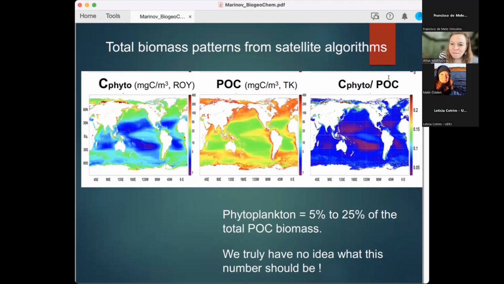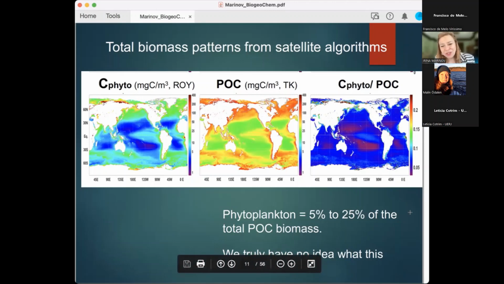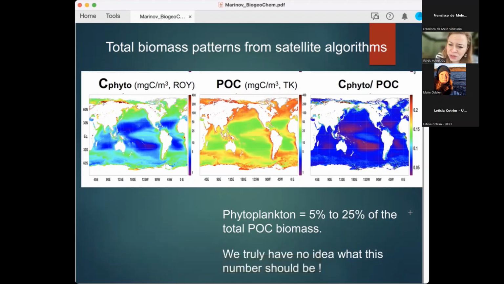And recently people have started to think, okay, how does this ratio vary spatially? This is not a very good color scheme, but basically we're finding numbers that are lower than what other people have found. So the phytoplankton biomass I'm finding to be 5% to at most 1/5 of the total POC biomass. And we really have no idea what this number should be.